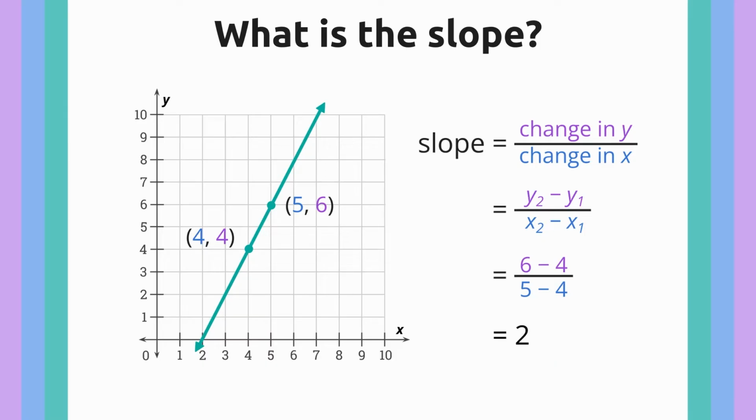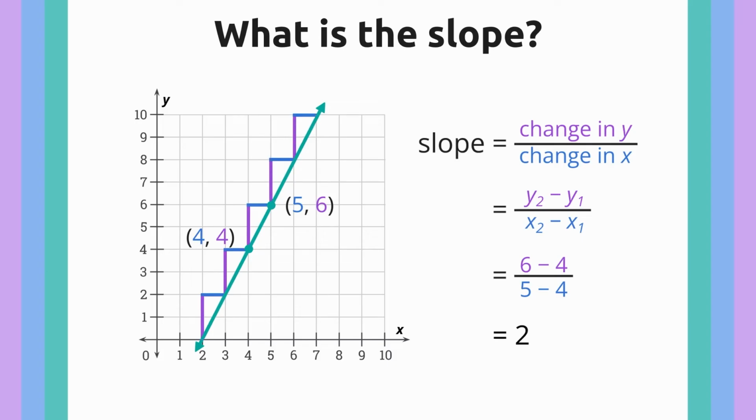Did you know that we can check our work by counting? That's right. Starting at our first point, 4, 4, we move up 2 units, which is the rise, and over 1 unit to the right, which is the run, and we land on our second point, 5, 6. So the rise over the run is 2 over 1, or just 2. And this is true between any consecutive points on the line, since the slope is constant.